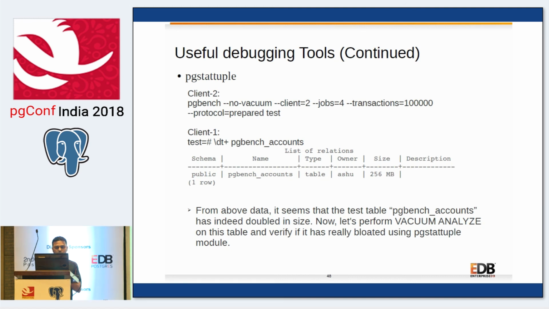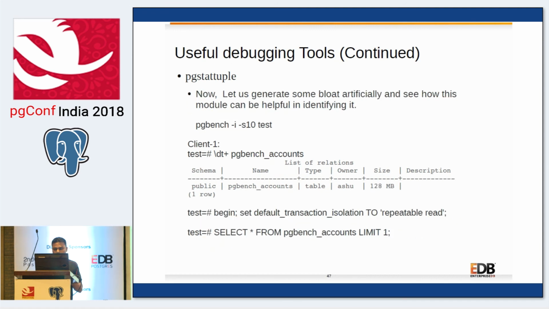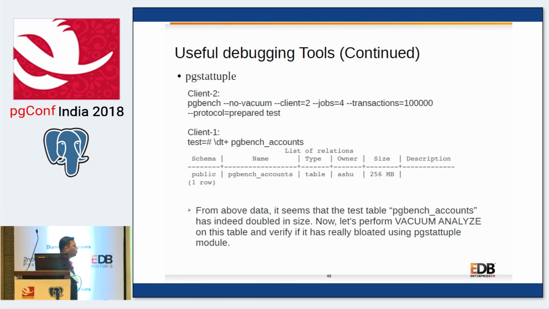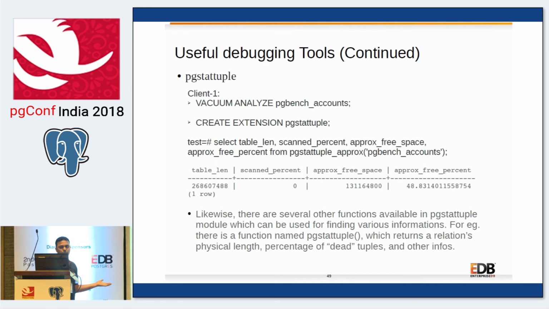You can see after this pgbench test completed, the size of the pgbench_accounts table has doubled. In the earlier slide it was 128 MB, now it's 256 MB, so the table is really bloated. I then performed vacuum analyze so that the old tuples get removed, and with the help of pgstattuple, I'm able to find out whether this table has a lot of free space. In the approx free percentage, you can see around 50% of the space in the table is free, which means this table is bloated.